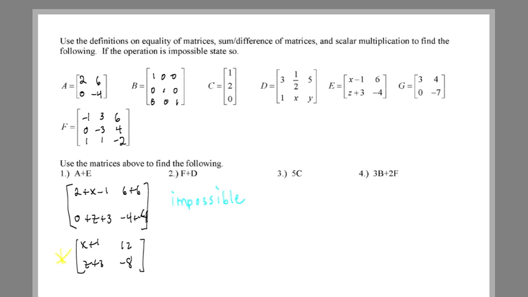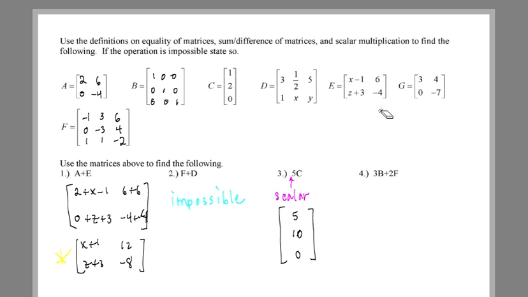Let's look at 5C. Well, that brings in our scalar multiplication. So 5 is referred to as a scalar. That means take matrix C, which looks like this, and 5C just means you multiply each element in that matrix by 5. Real simple operation. 5C will look like 5, 10, and 0. 5 times 1 is 5, 5 times 2 is 10, 5 times 0 is 0. Again, it's a very simple operation.